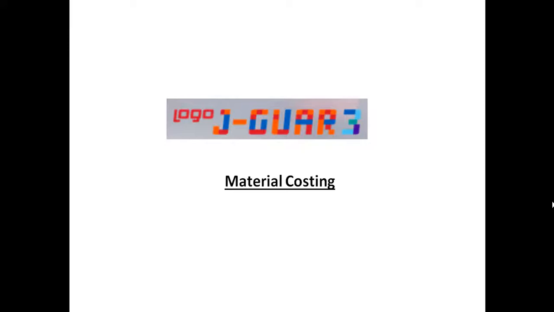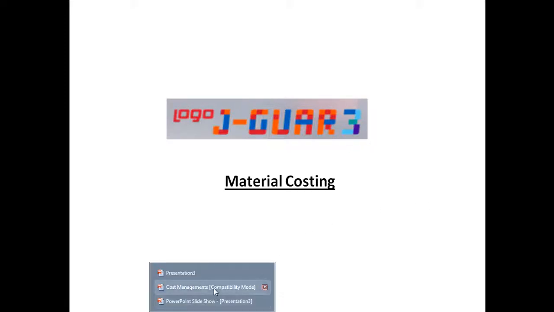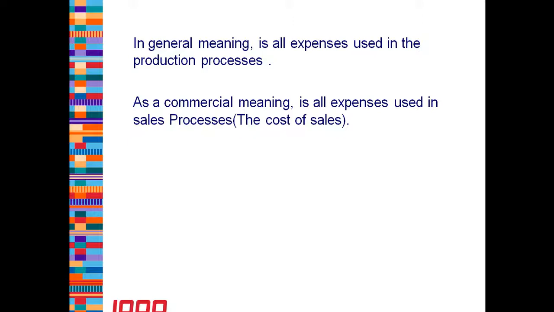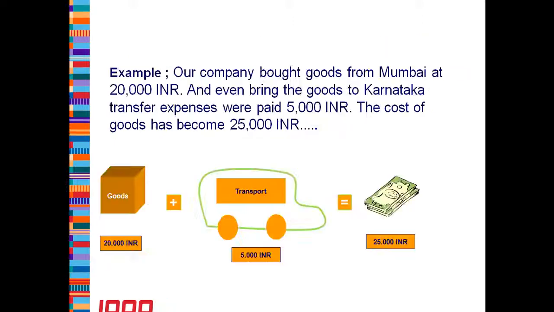So the next topic that I am going to start is material costing. So what is material costing all about? Material costing is, in general meaning, all expenses used in the production process. And as a commercial meaning, material costing means all expenses used in the sales process. That is the cost of sales.